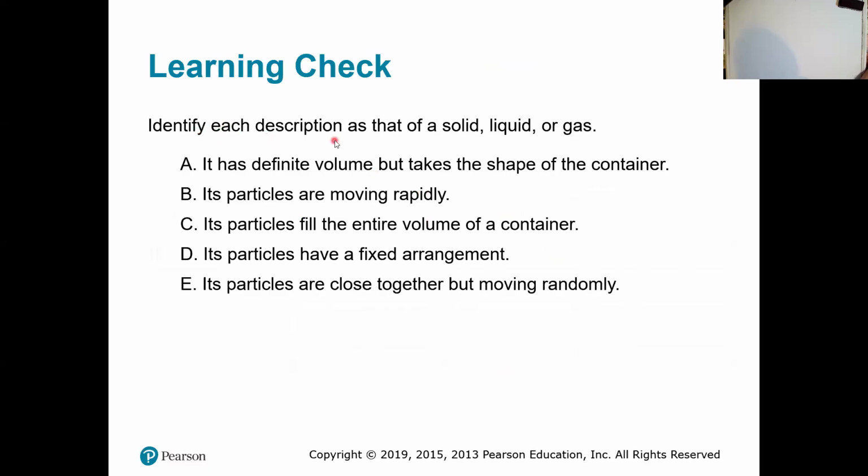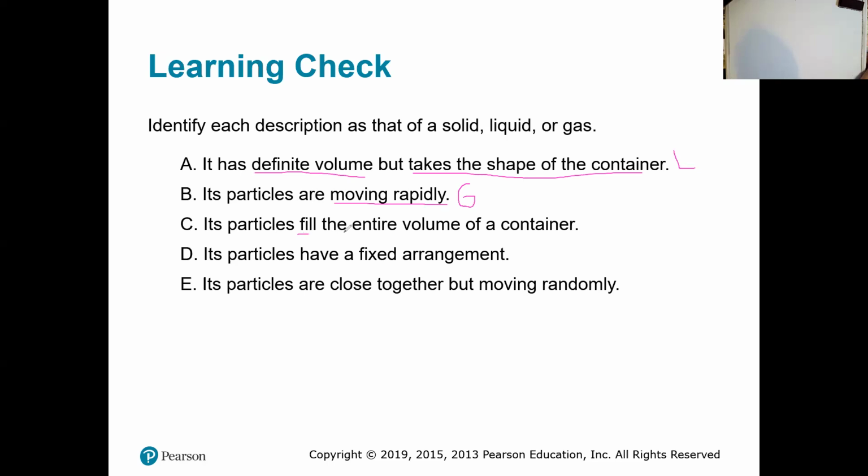Okay, so we'll identify each description as a solid, liquid, or gas based on what they give us here. It has a definite volume, but it takes the shape of the container. So a definite volume means it could be a solid or a liquid, but if it takes the shape of the container, that means it cannot be a solid. It has to be a liquid. Its particles are moving rapidly. The only state of matter where that is true is going to be for our gases.